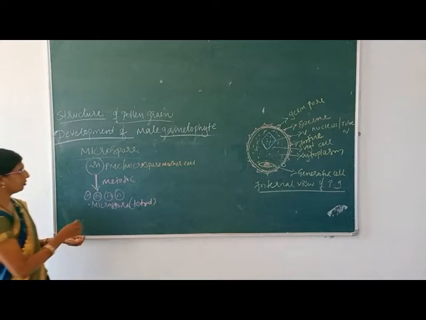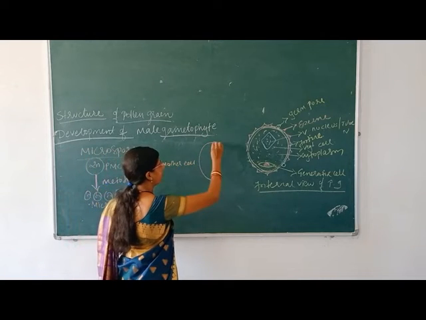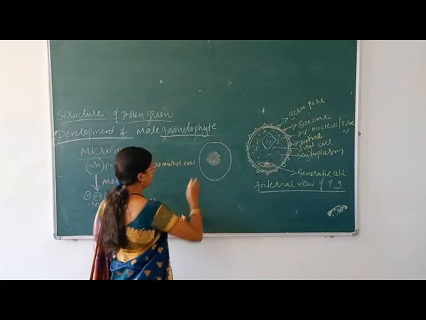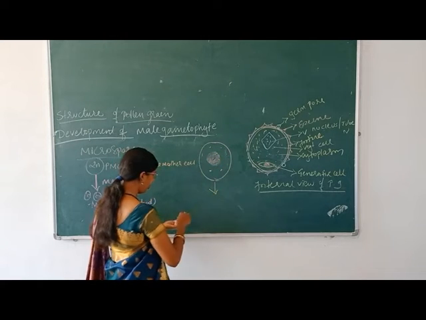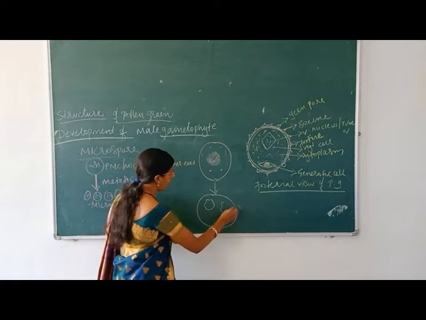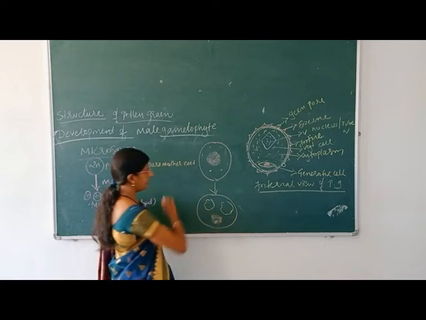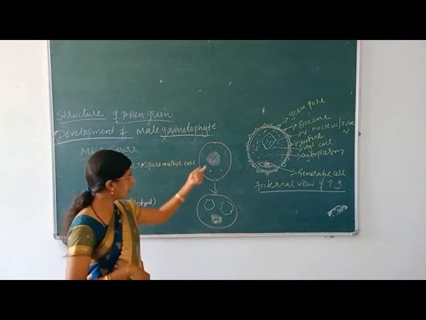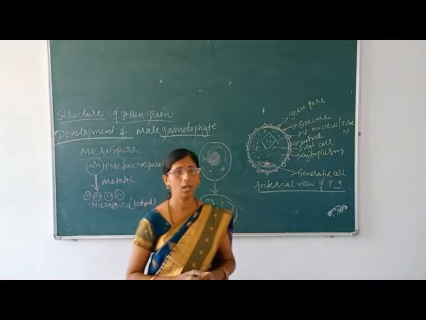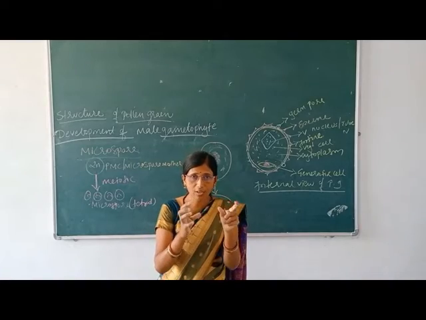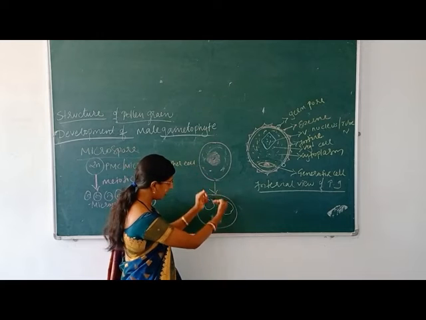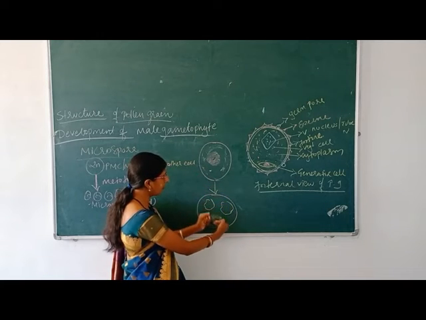Okay, so this is the microspore containing dense cytoplasm, and there is a formation of a large vacuole. Okay, this is the microspore, this is the nucleus, and this is the cytoplasm. In this there is a formation of a large vacuole. So as soon as a large vacuole forms, the nucleus which is present in the center gets pushed down. Okay, it will become down.